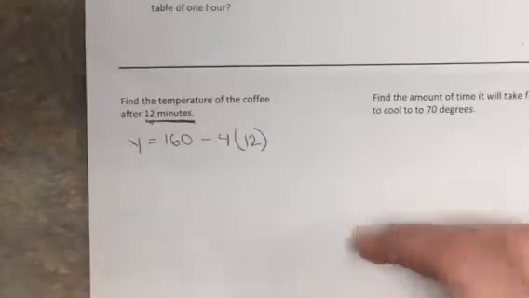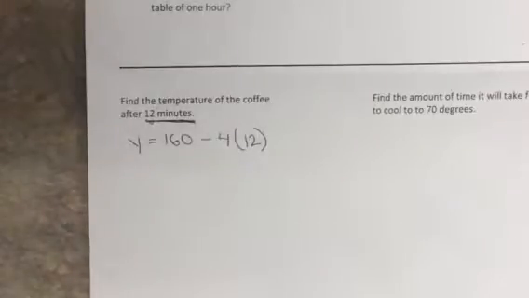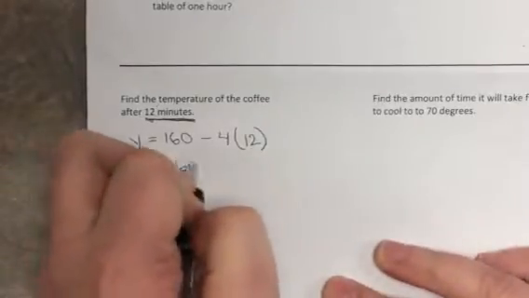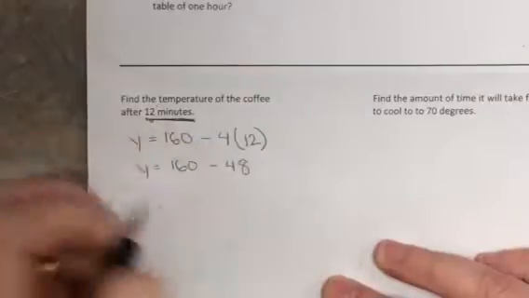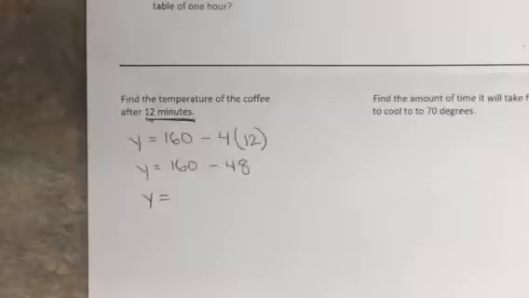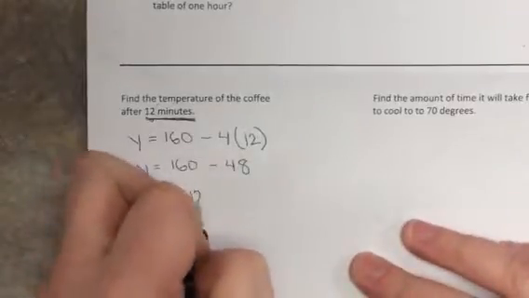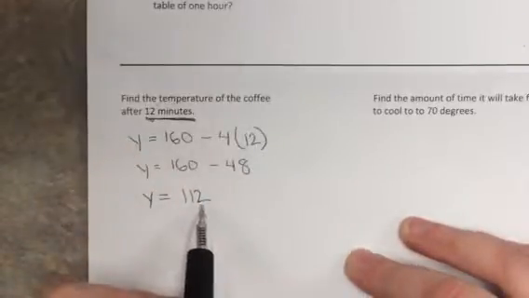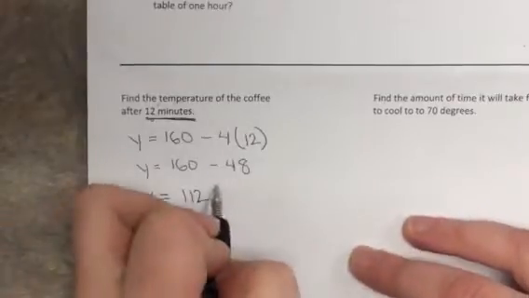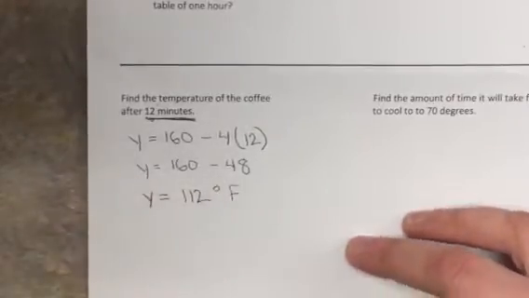So now this is just a simple calculation. What's 4 times 12? 48. So to get Y, it's going to be 160 minus 48. Okay, so what is 160 minus 48? 112, yep. 112, and remember, what am I finding? I'm finding the temperature, so I can label it degrees Fahrenheit.